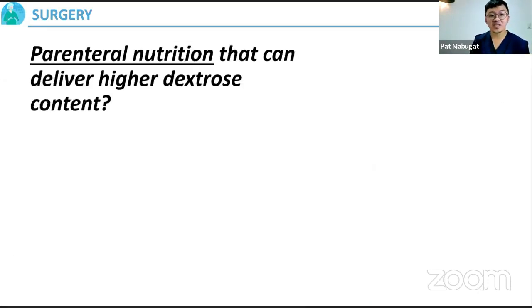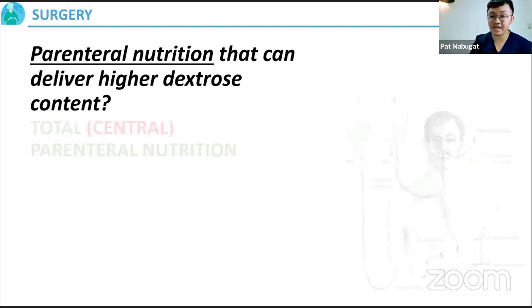Next, what's the parenteral nutrition that can deliver higher dextrose content? You only have two types of parenteral nutrition. Parenteral means not enteral, or beside enteral. So we're thinking of either peripheral or central. When we say peripheral, we make use of peripheral lines. If central, we make use of central lines.